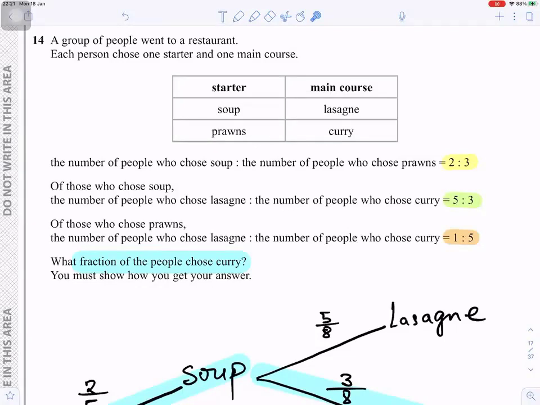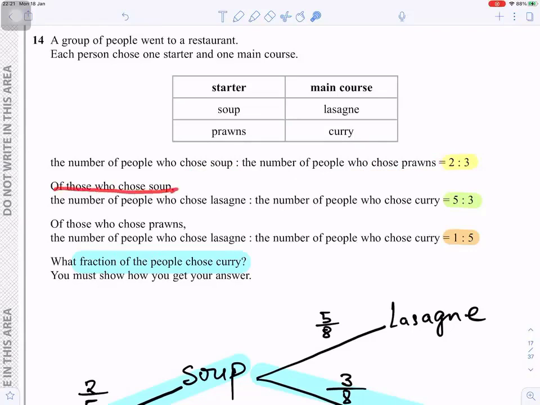Question number 14. A group of people went to a restaurant. Each person chose one starter and one main course. The starter is a soup or prawns, and the main course is lasagna or curry. The number of people who chose soup is to the number of people who chose prawns is 2:3.